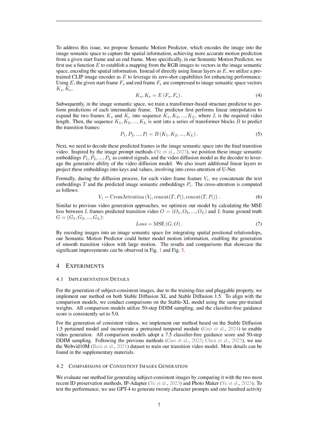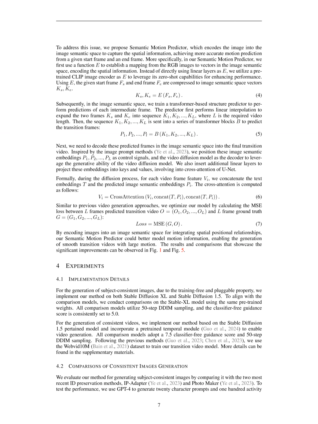The semantic motion predictor in video generation within the proposed framework is utilized to encode images into the image semantic space to capture spatial information for accurate motion prediction. The RGB images are first encoded into vectors in the image semantic space using a function E, which maps the images to the semantic space. A pre-trained CLIP image encoder is utilized as E to enhance performance through zero-shot capabilities.